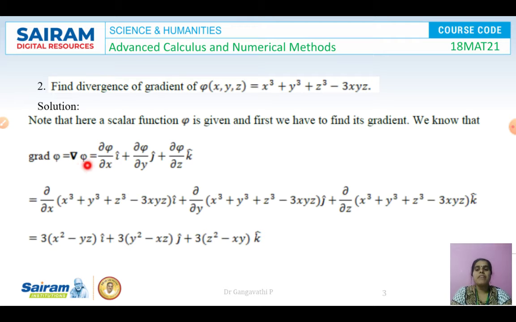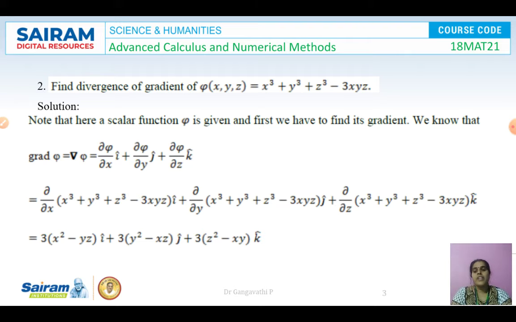Grad phi is del phi, which is equal to dou phi by dou x i, dou phi by dou y j, dou phi by dou z k cap. So here phi is x cube plus y cube plus z cube minus 3xyz. Dou by dou x of this plus dou by dou y of this and dou by dou z of this. So we have just substituted for phi.